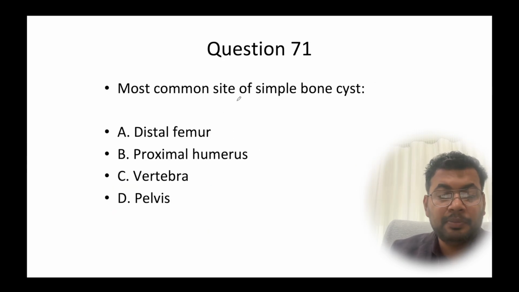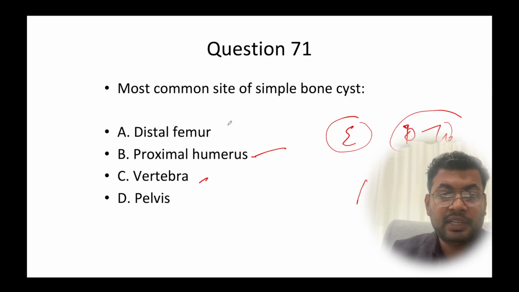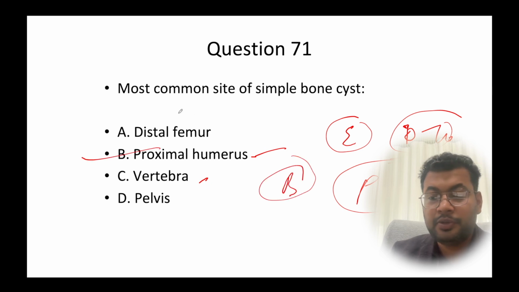Most common site of simple bone cyst: distal femur, proximal humerus, vertebra, pelvis. So this is usually seen before the epiphyseal closure, 0 to 10 year of the age group, and the most common location is proximal humerus. So the answer should be B, proximal humerus.